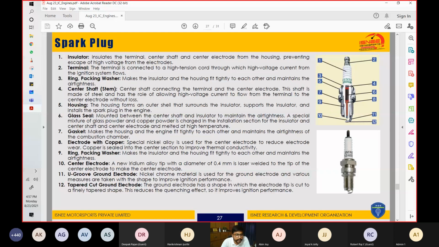So these parts we will understand. Now this is the insulator part, from over here till here, the white section. Now what is terminal? Part number 2, this terminal.